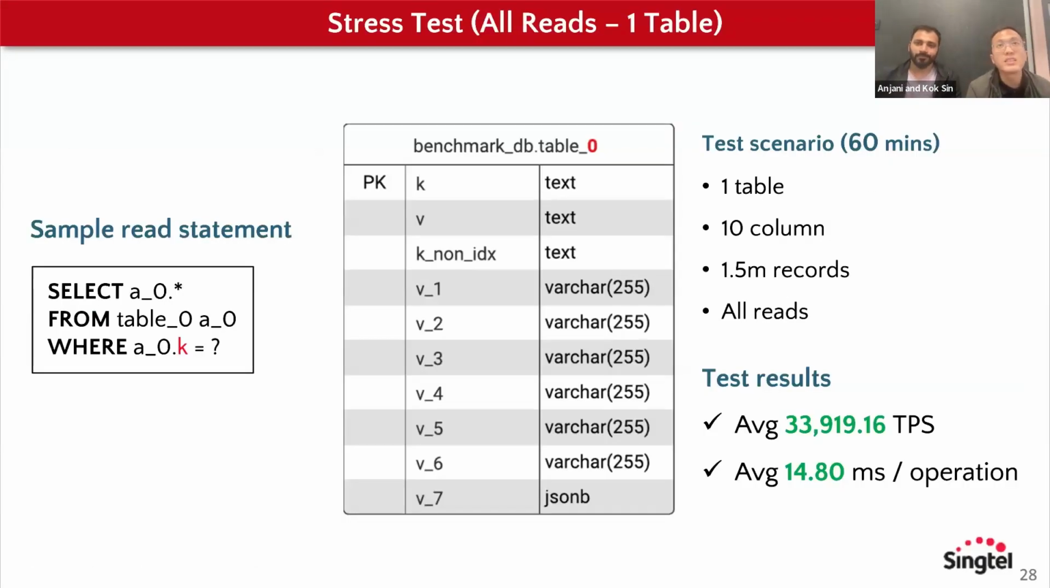Starting with the first test case, we are trying out all reads on a single table. We run this test scenario for 60 minutes, and we have 1.5 million records in the table. There's a sample read statement on the left-hand side. As you can see, we are selecting a row from the table based on the index column. To our surprise, we achieved almost 4,000 TPS at around 50 milliseconds per operation, which is very impressive.